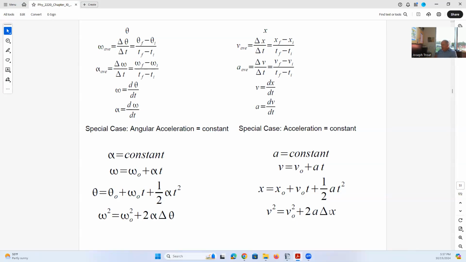So now we just switch all the symbols. For a, we put alpha. For v, we put omega. And for x, we put theta. And we come up with the exact same equations with just different symbols. But all the math is the same.